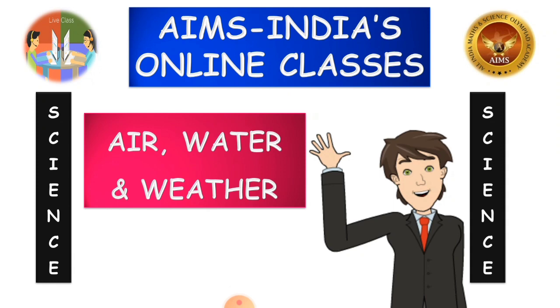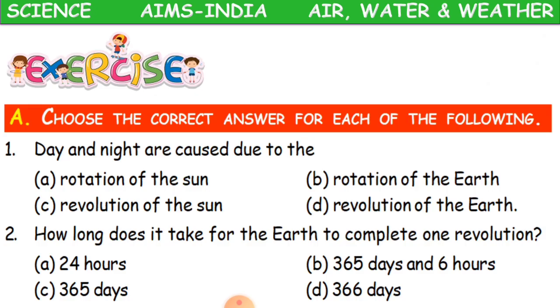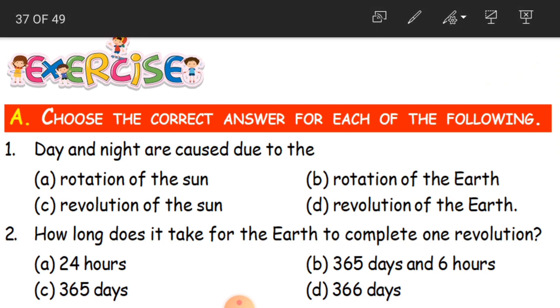Children, from our science subject, today we are going to discuss some questions and answers and do some exercises from the lesson Air, Water and Weather. So we have finished the lesson and now we'll do some exercises. Okay children? Now, the first exercise here is choose the correct answer for each of the following.